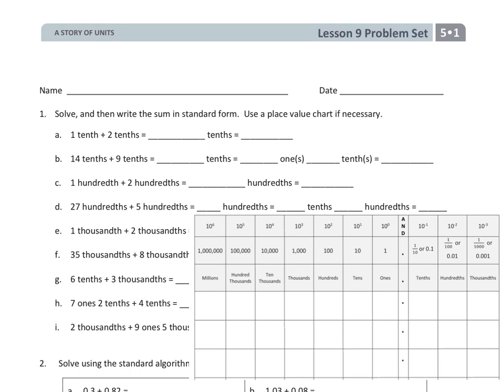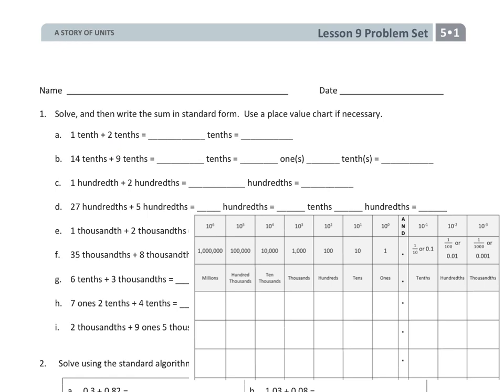All right, we're going to solve and then write the sum in standard form. Standard form is pretty much the number that we regularly see, in decimal form. We'll use our place value chart to understand how we're going from unit form to standard form. So as a little refresher, right here we call these 1/10 plus 2/10. The way this is written is unit form, and then we'll convert it into a regular number.